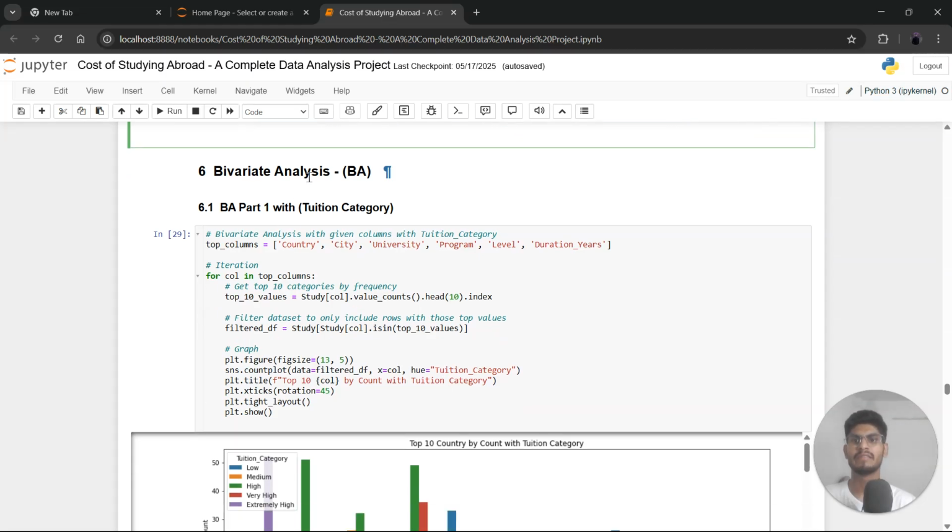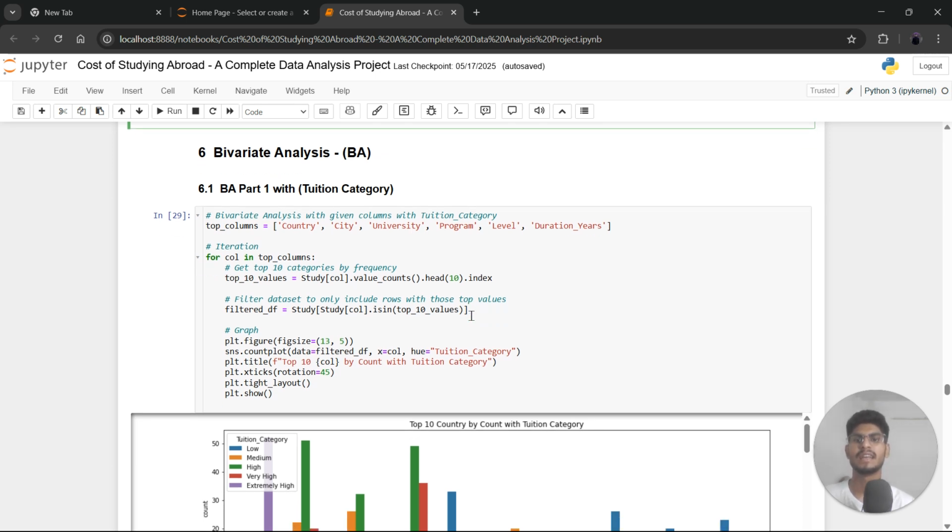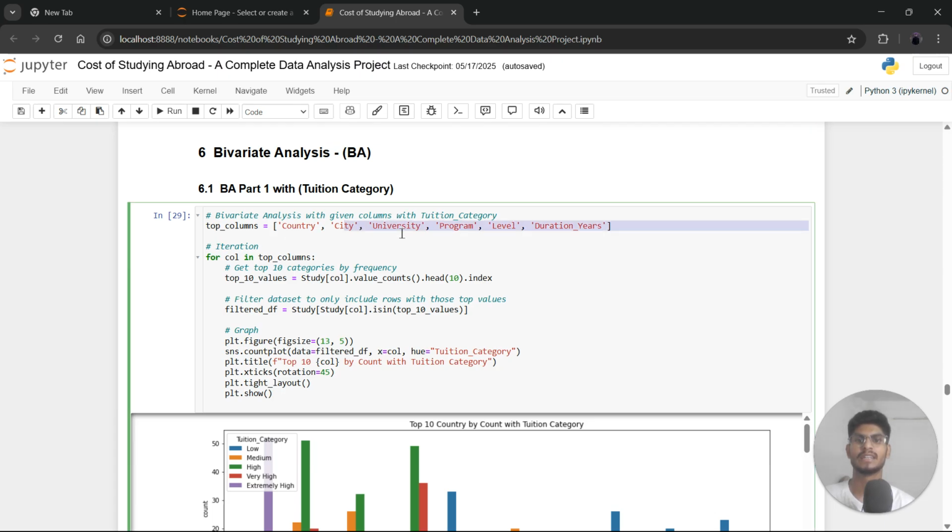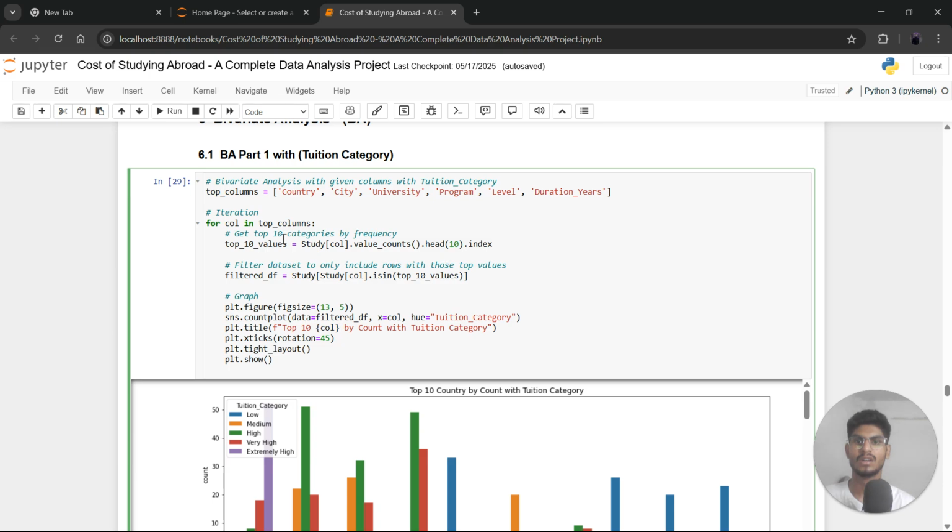Now we are doing the bivariate analysis. What does it do? Bivariate analysis is all about the relation between two columns, between country and city, what's the relation between them. As we have seen above, the correlation between the columns. So now we can see the relation between the columns, how country affects city, then city to university, and so on and so forth. So we are using these columns, and we will have a combination with each column right here.